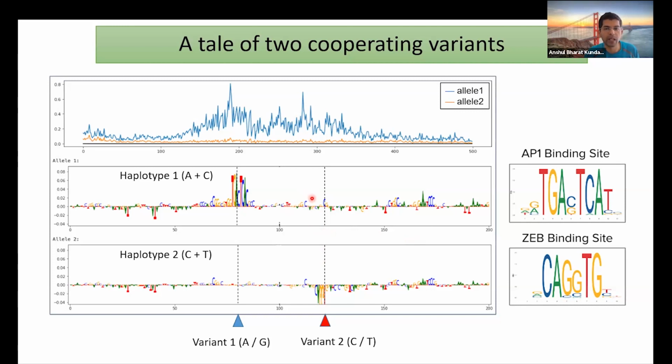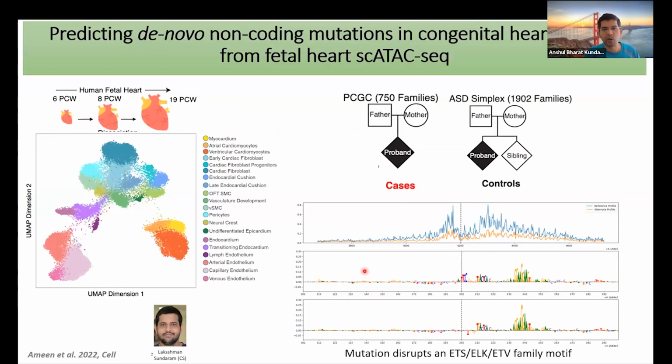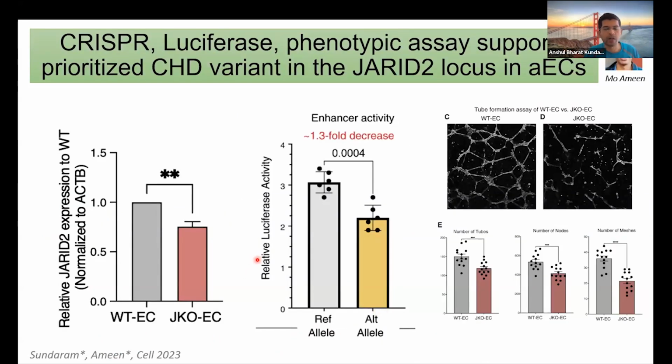But we can interpret again these variants and identify really nice cooperative effects between variants in the same haplotype. We can apply these kinds of models to rare diseases also. So we are looking at congenital heart disease and training models on single cell ATAC-seq data from human fetal hearts. This we recently published just last year, and we can validate a lot of these effects through CRISPR experiments, through reporter assays, and also through phenotypic experiments, as shown right here.